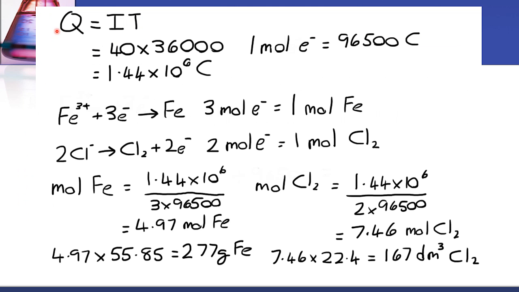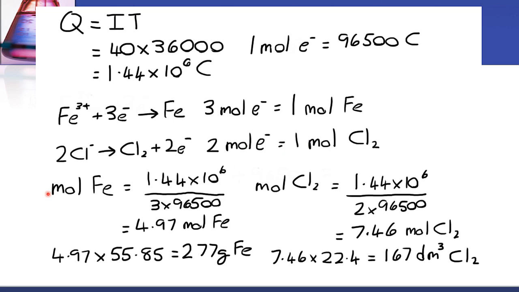And here it is. You start with Q equals IT. The current is 40 amps, and the time in seconds, don't forget, is 36,000. That equals 1.44 times 10 to the 6 coulombs. Then you look at the half equations. Fe3+ plus 3 moles of electrons makes 1 mole of iron, so it's 3 moles of electrons to 1 mole of iron. Chlorine, on the other hand, requires 2 moles of electrons to make 1 mole of chlorine.